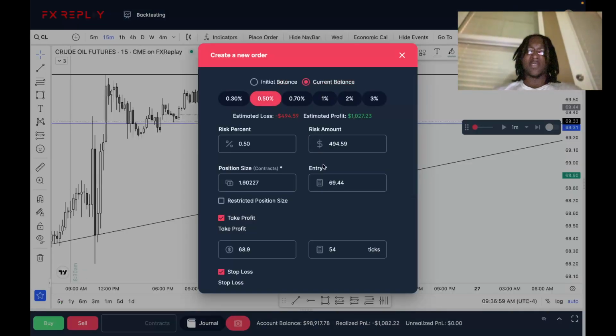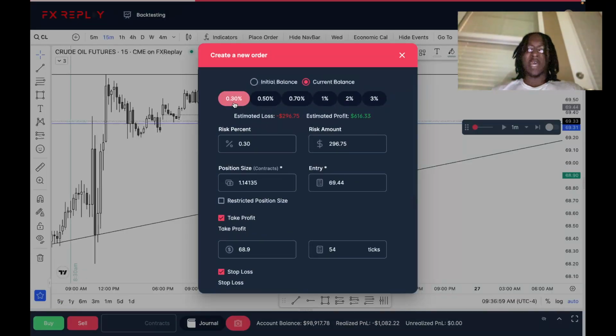This trade, we're going to cut our risk in half. I'm actually going to lower it like this. Now we'll asymmetrical trade this here. So if we lose, we continue trading at 0.3%. If we win, then we risk the 616.